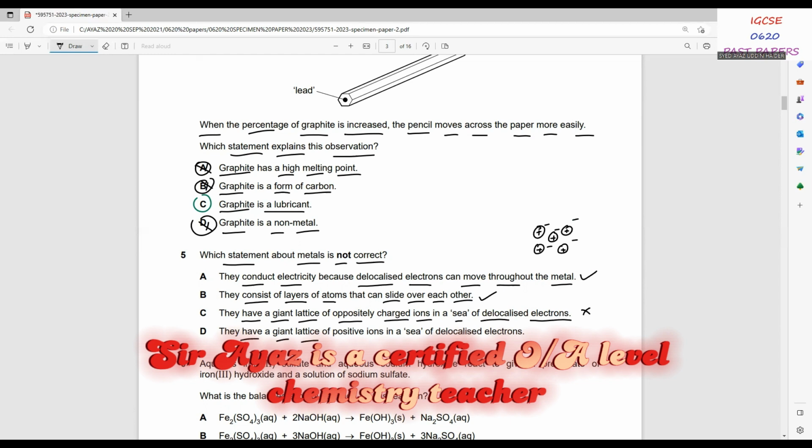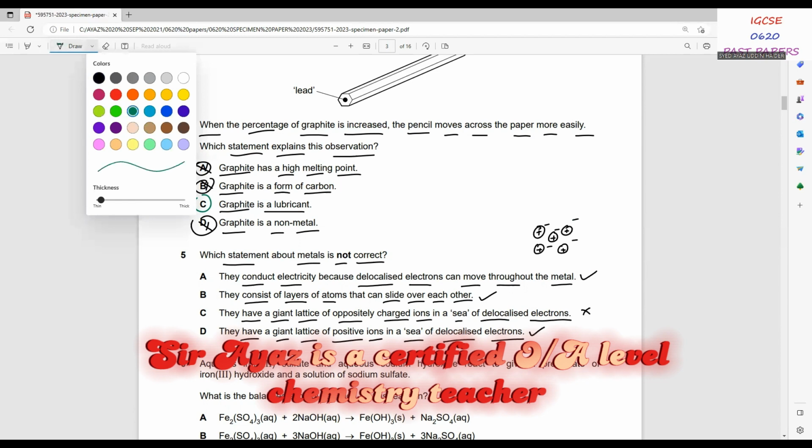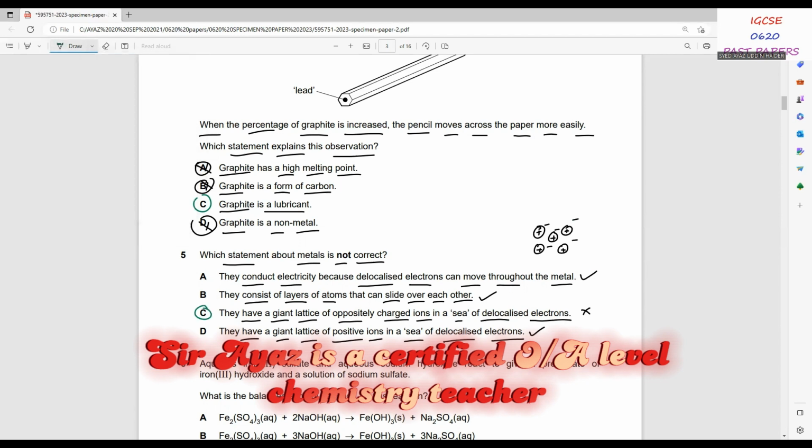D, they have a giant lattice of positive ions in a sea of delocalized electrons. This is also correct. So we are left with only one choice, which is C. C is the right answer.